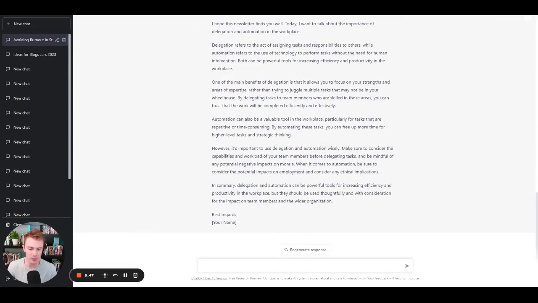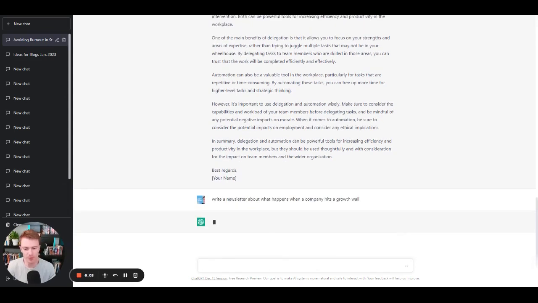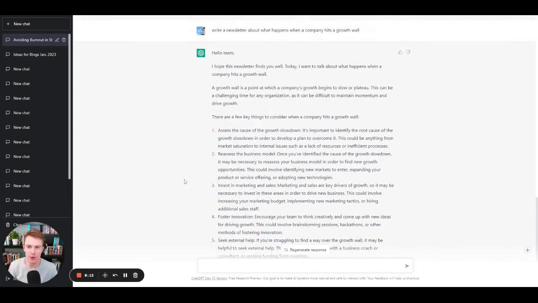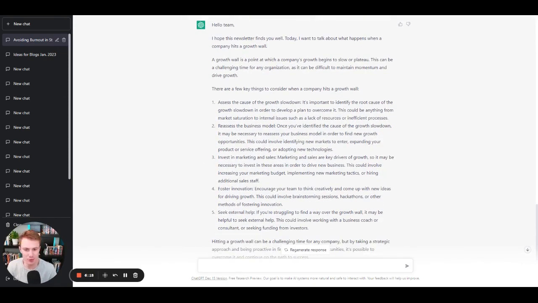So let's see, what other queries can we give GPT about writing a newsletter? Instead of "write a newsletter about delegation and automation," we could say instead maybe something a little bit more complicated. So write a newsletter about what happens when a company hits a growth wall, and we'll see if it comes up with anything good for that. All right, great. So ChatGPT has given us a solid newsletter about what happens when a company hits a growth wall. Assess the cause of the growth slowdown.